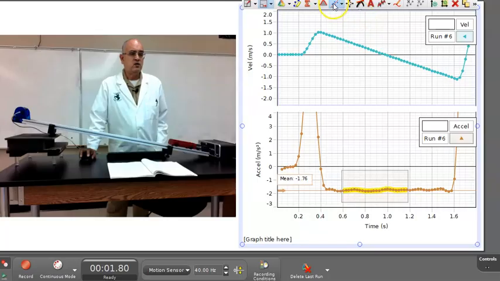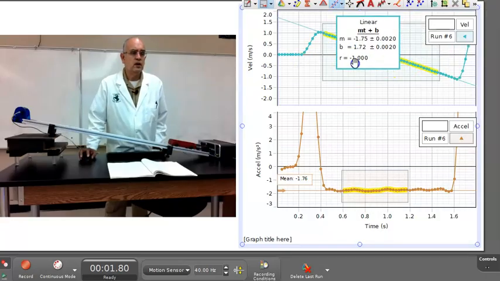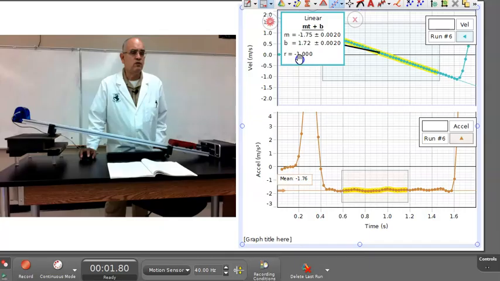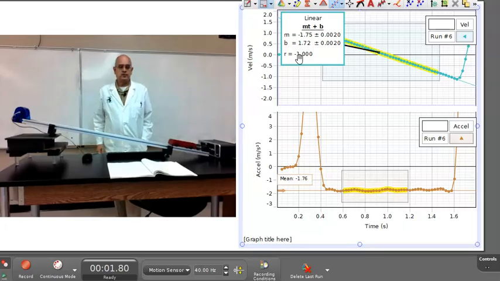What about from the velocity graph? Well, I'll highlight where the cart was sliding up the ramp and use the line fit function, and I come up with a slope of negative 1.75 meters per second squared. So we see that the acceleration is much, much, much less.